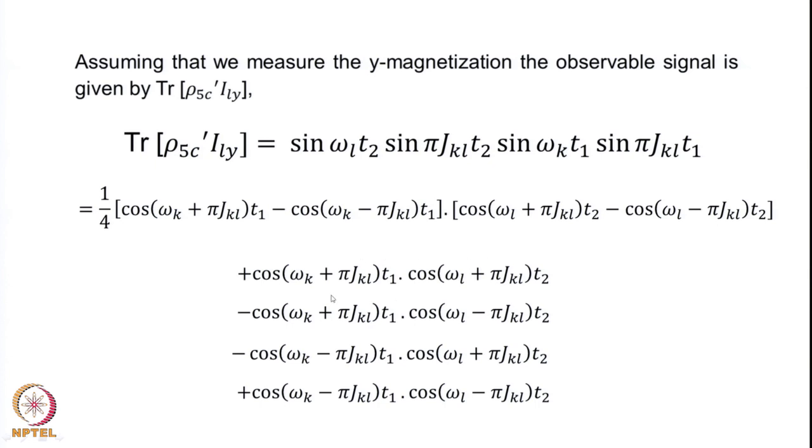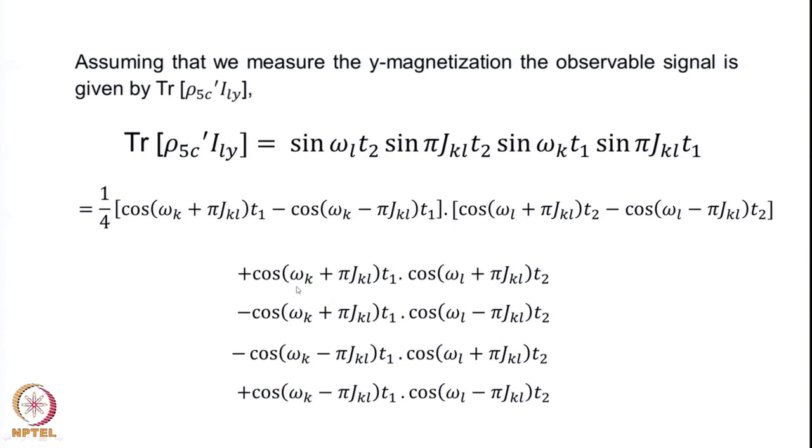So, this into this gives me cosine (ωk plus πJkl)t1 into cosine (ωl plus πJkl)t2. And this into this will give me minus cosine (ωk plus πJkl)t1 into cosine (ωl minus πJkl)t2. And now this into this, once again with a minus sign, gives me cosine (ωk minus πJkl)t1 into cosine (ωl plus πJkl)t2. Then finally, this into this gives me plus cosine (ωk minus πJkl)t1 and cosine (ωl minus πJkl)t2.